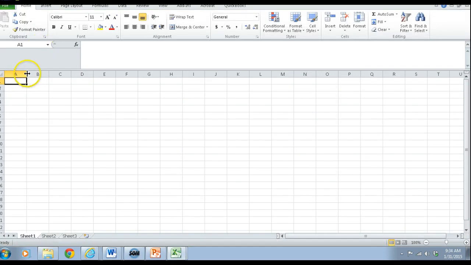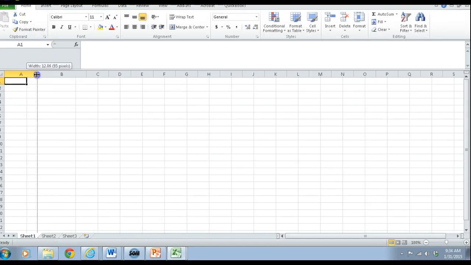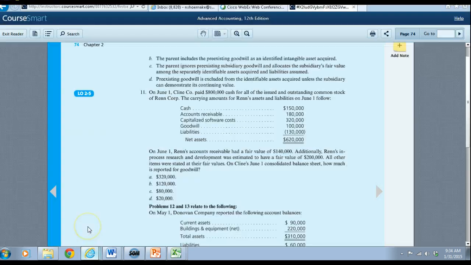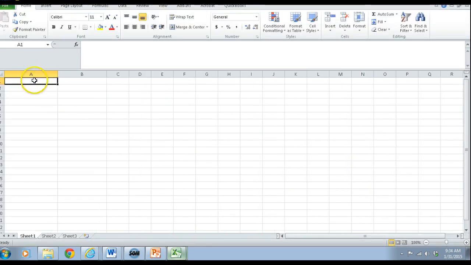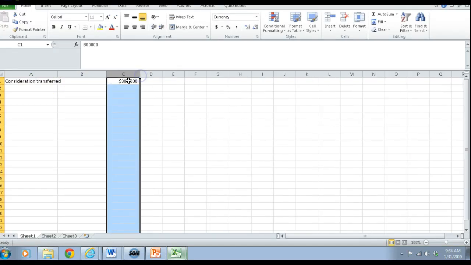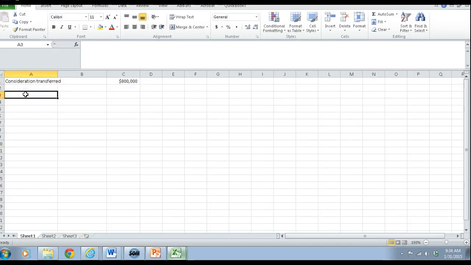So in this scenario, cash 150, accounts receivable 140. We'll start with the consideration transferred, which was 800,000. Then from there, we'll come up with the fair value. The cash was 150. Then we've got our accounts receivable. Even though the books show it higher, we know the value is 140.